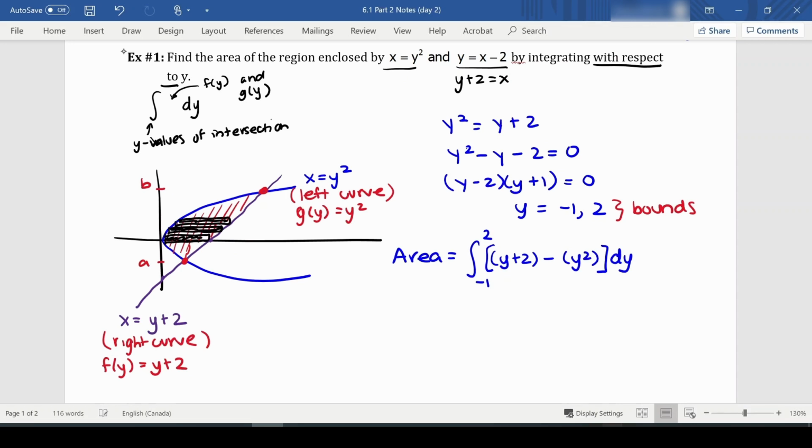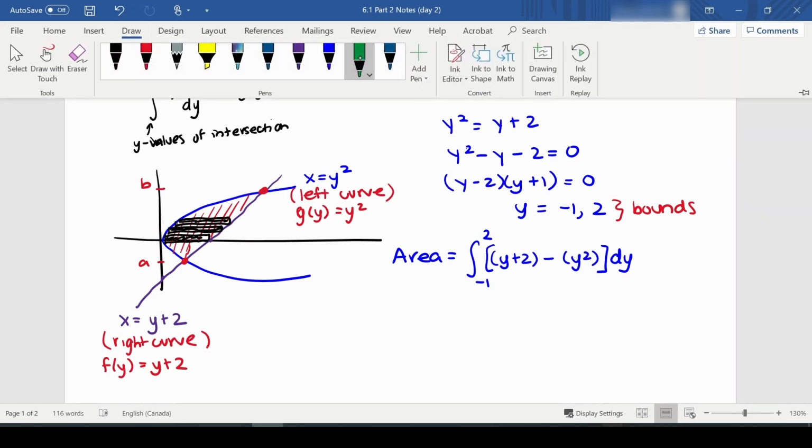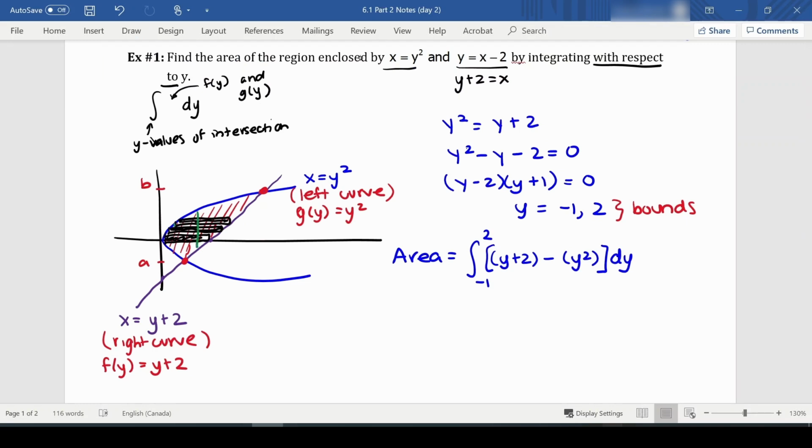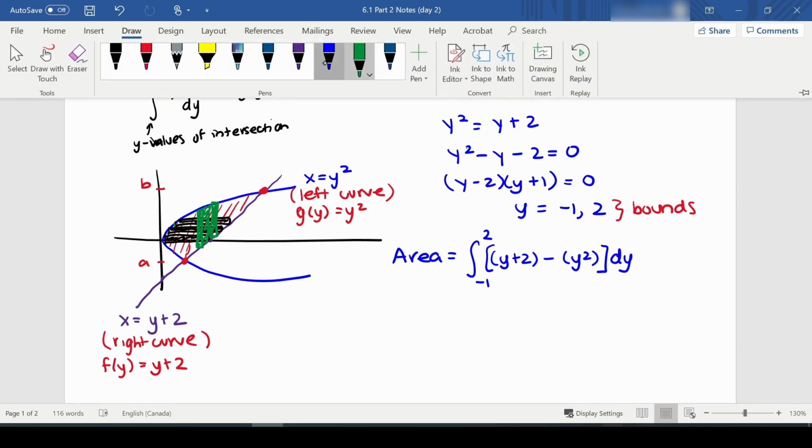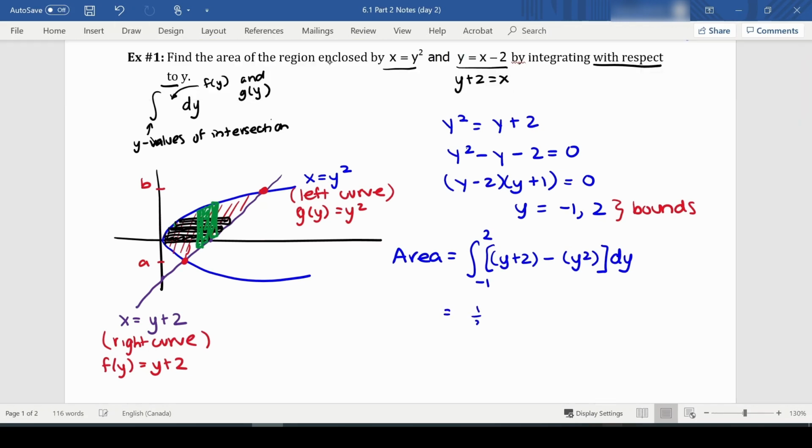Instead of vertical rectangles that we pictured last day, our vertical rectangles would have looked like this. So we're still filling in the same space that we had before. We're just looking at it from a different perspective. That's all. This is going to give us 1/2 y squared plus 2y minus 1/3 y cubed, evaluating from negative 1 to 2.